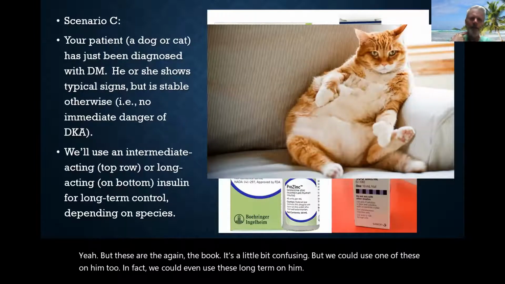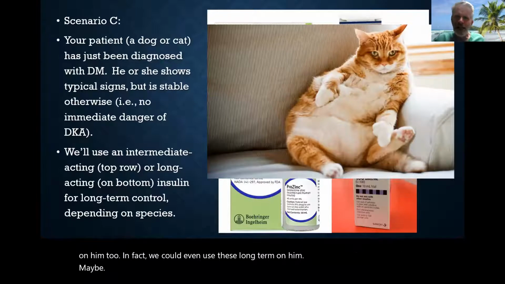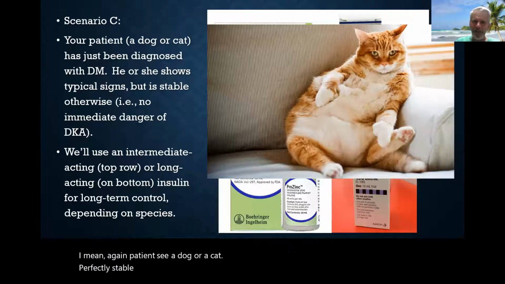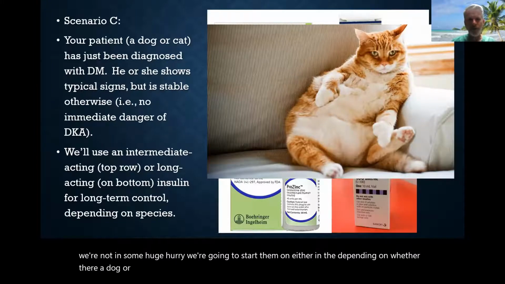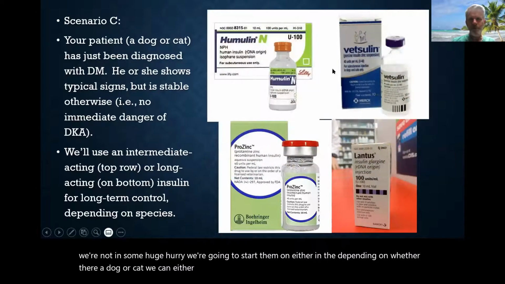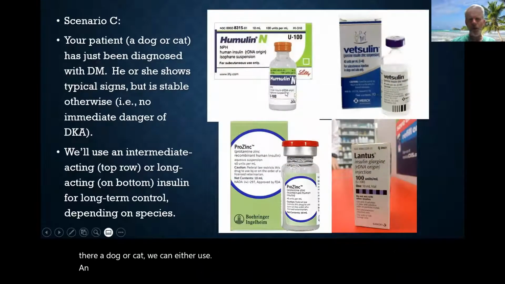Maybe. And then again, patient C, a dog or a cat, perfectly stable. They definitely have diabetes, but they're stable. So this patient, we're not in some huge hurry. We're going to start them on either, depending on whether they're a dog or a cat, an intermediate-acting or a long-acting insulin for long-term control.